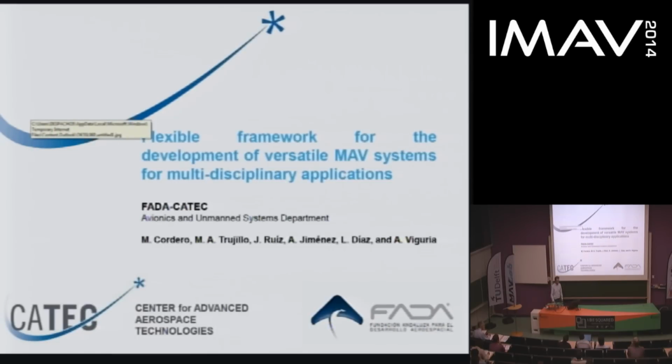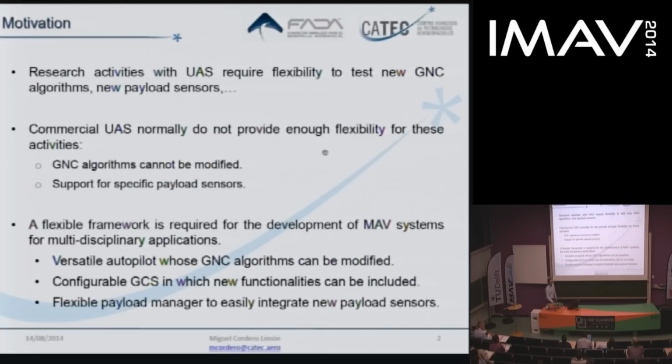So just let me say that when I'm talking about the framework, I'm talking mainly about 3 components that are an autopilot, a payload manager, and also a ground control station, and all the development methodology that is involved in developing unmanned systems. So let me start with a little motivation.